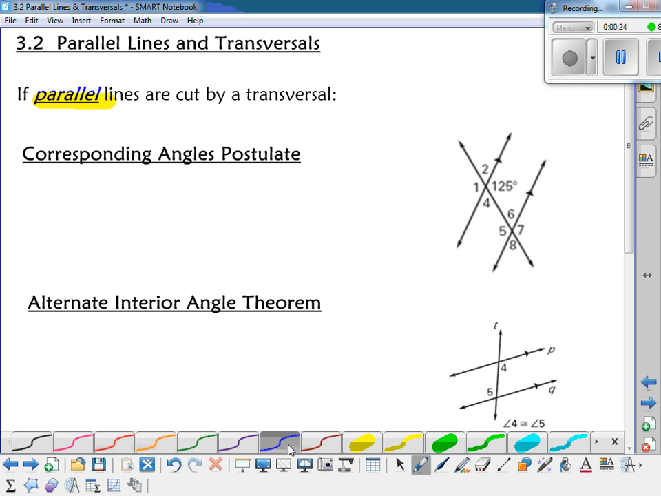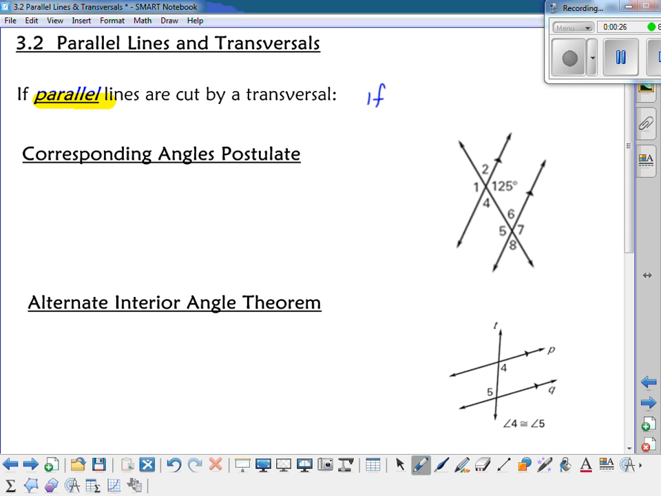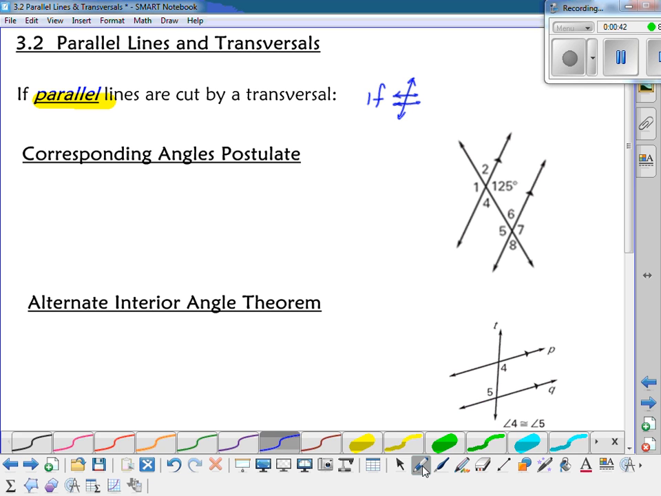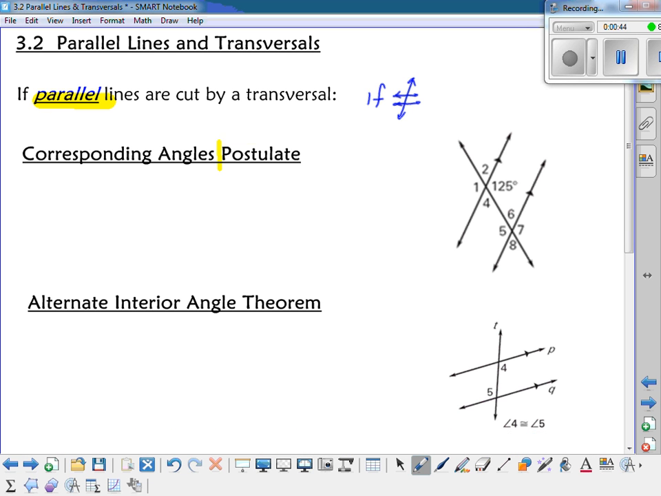And the way that that will be abbreviated, you may see this in the book, is they draw the little parallel lines and a line going through it. So if you see that symbol, that just means if parallel lines are cut by a transversal. So the corresponding angles postulate is the first one. This is the only one that's a postulate. The other ones are going to be theorems.